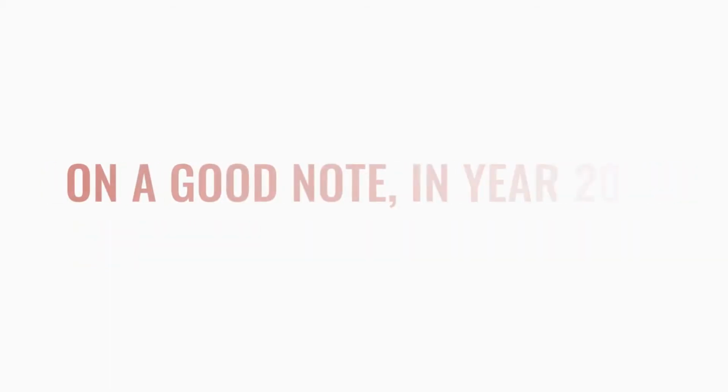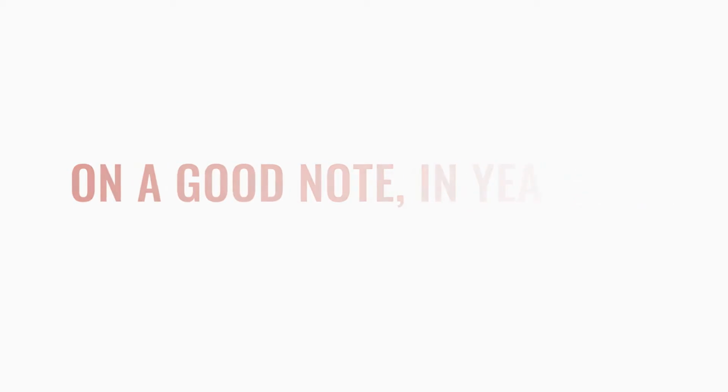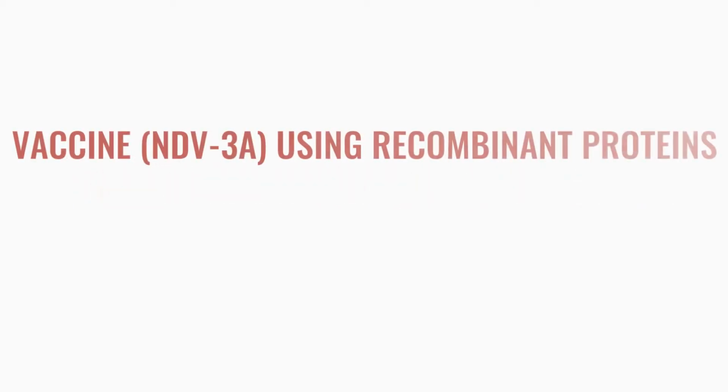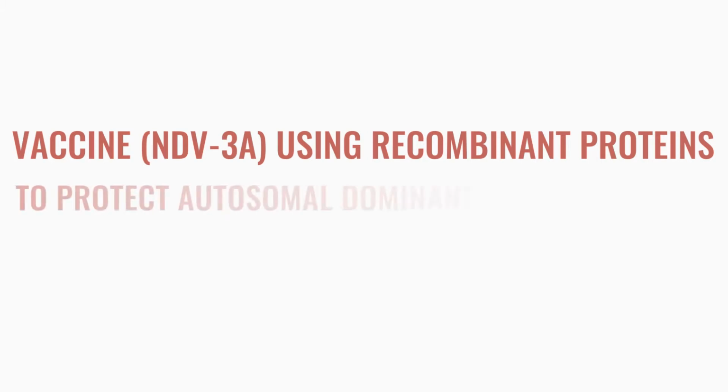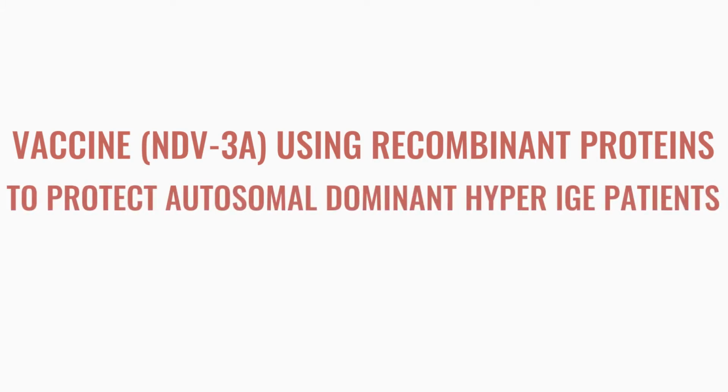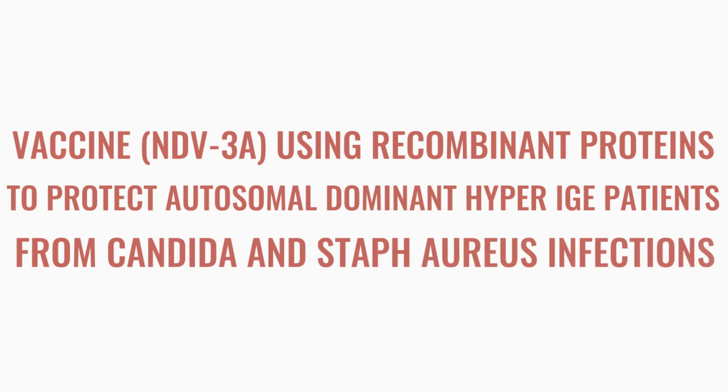On a good note, in the year 2016, a study was started for a vaccine using recombinant proteins by the National Institute of Health in the US to protect autosomal dominant hyper-IgE patients from Candida and Staph aureus infections. So hopefully, there will be a significant cure for this disease in the near future.